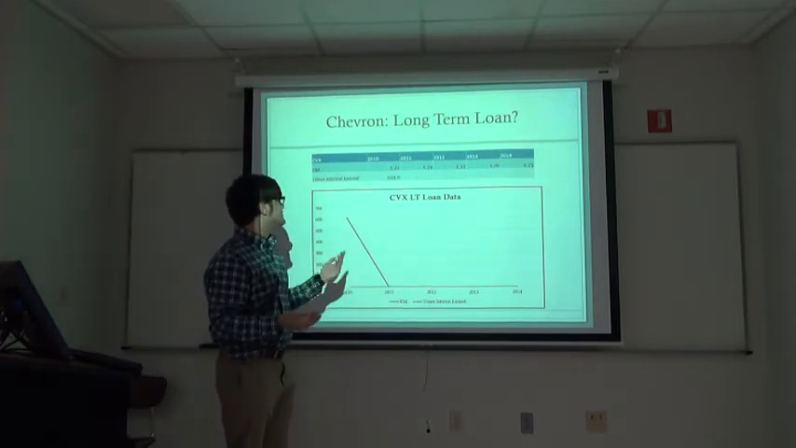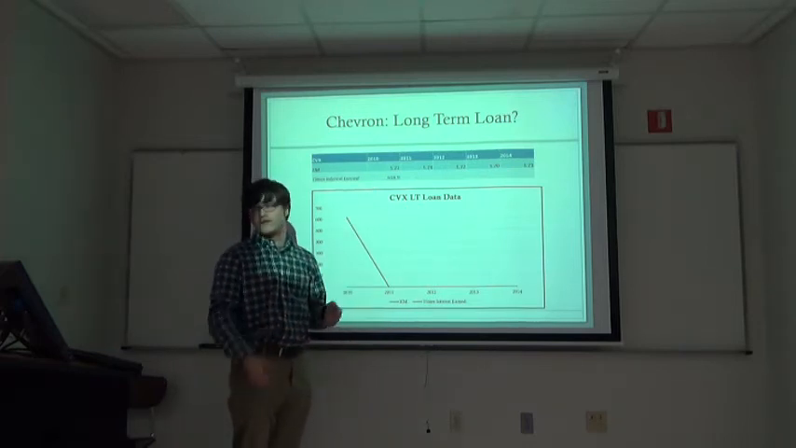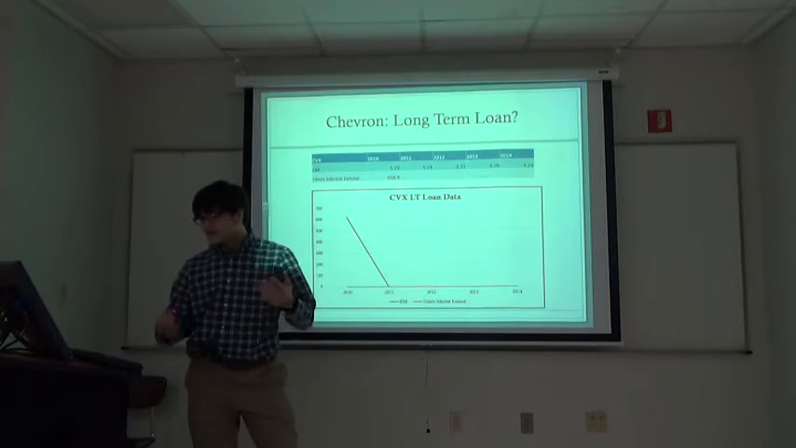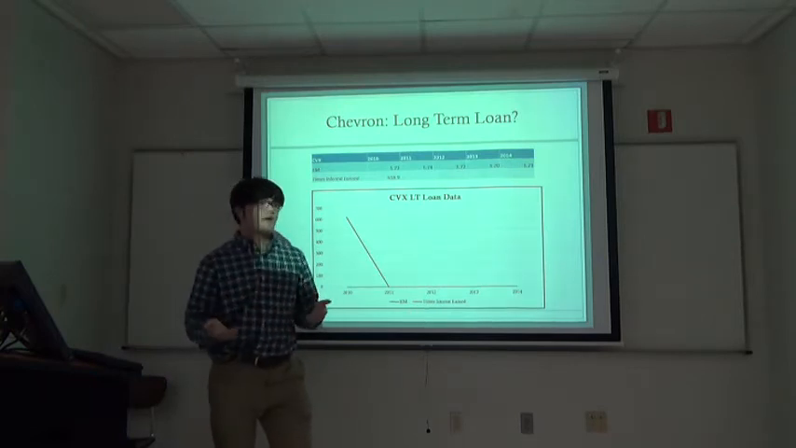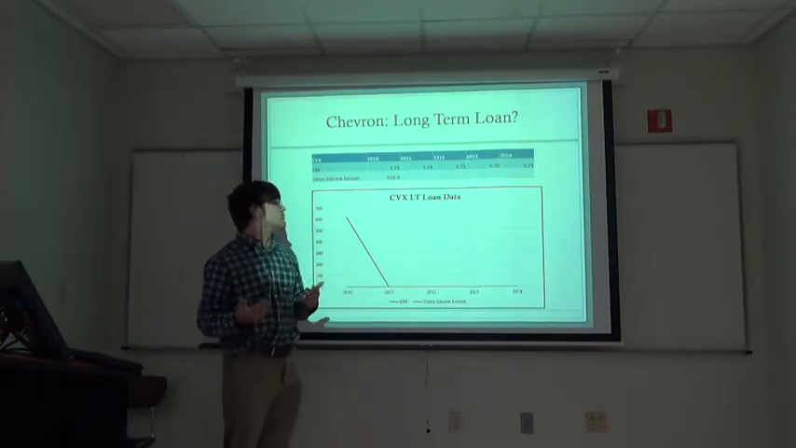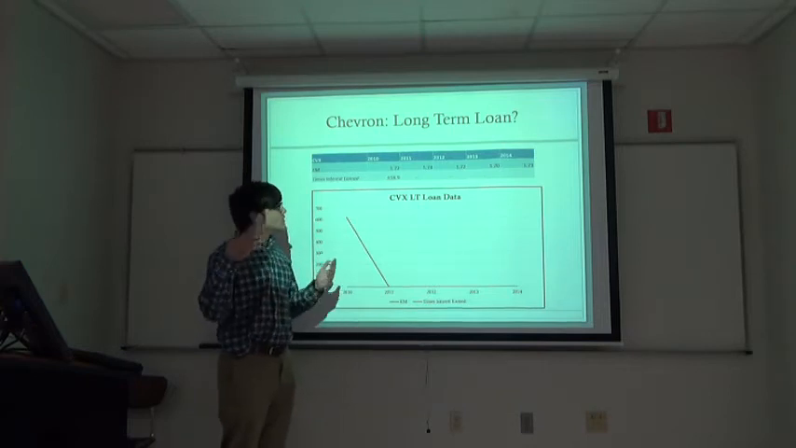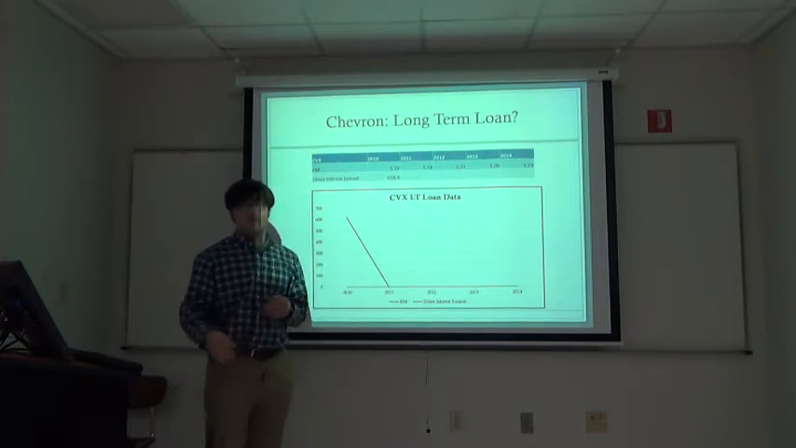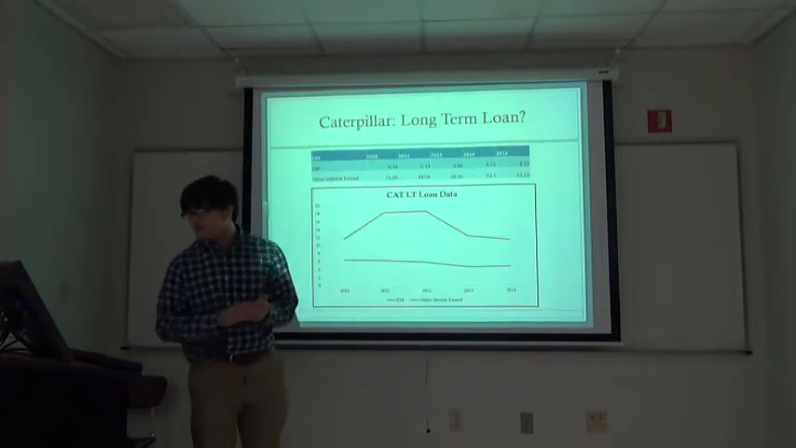Therefore, times interest earned was just null. It was 0. It was undeterminable. So that kind of hurt Chevron a little bit. Not saying that Chevron's doing poor, not saying that they're doing great. It just makes it a little fuzzy to determine.